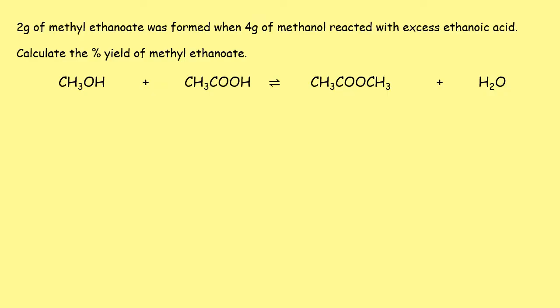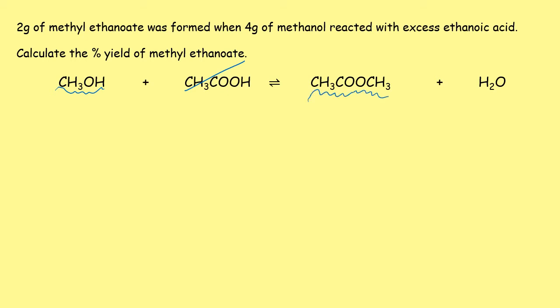Okay, so we've got a question here. 2 grams of methyl ethanoate was formed when 4 grams of methanol reacted with excess ethanoic acid. So ethanoic acid is in excess. Ethanoic acid is obviously this carboxylic acid, so we don't need to worry about that, it's in excess. So that means that is our limiting reagent. That's going to be our methanol, and this is going to be our product.